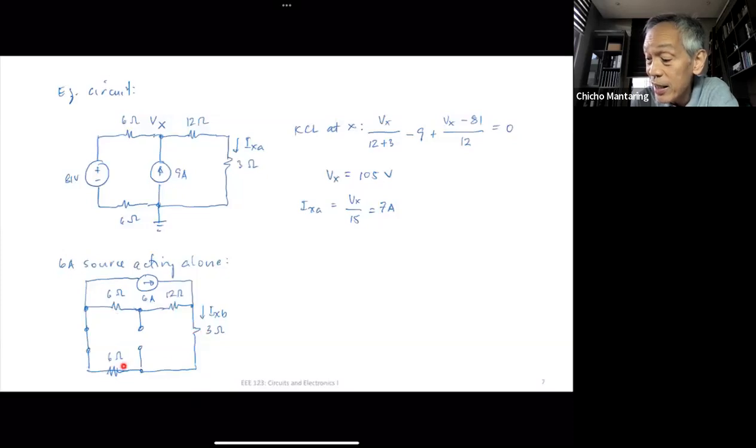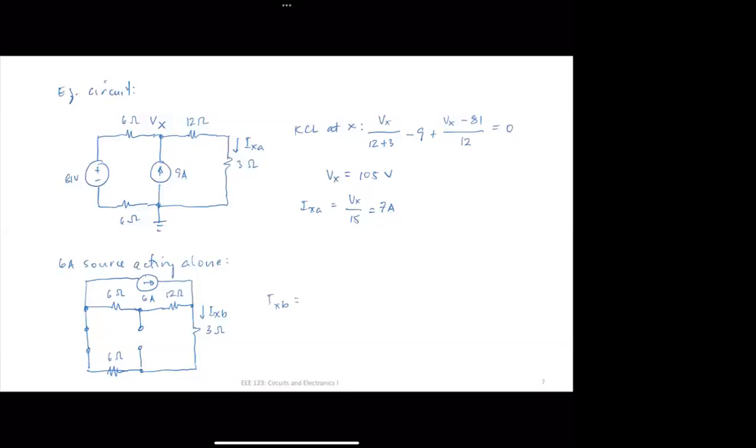These two are in series, and then this branch is just in parallel with this branch. So if you take a look at this current, it just divides itself into this branch and into this branch. So can you continue? What is your expression now for IXB?